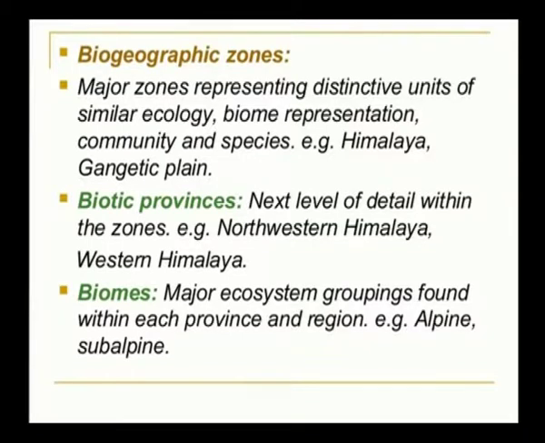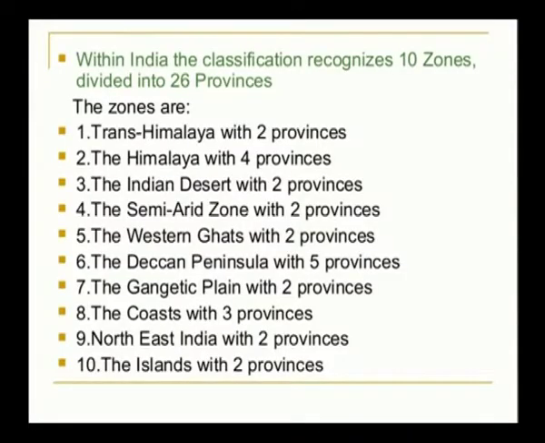The biotic provinces, the next level of detail within these zones. So, an example of this is Northwestern Himalaya, Western Himalaya. The next category is biomes. This is major ecosystem groupings found within each province and region. For example, alpine, subalpine. So, these are in stepped hierarchical distinction. So, within India, the classification you have in 10 zones divided into 26 provinces.